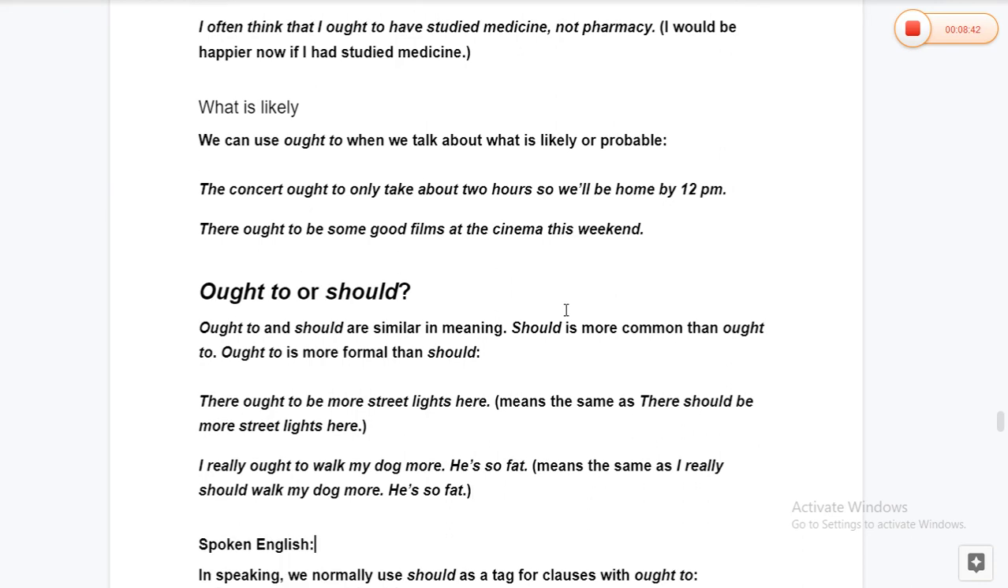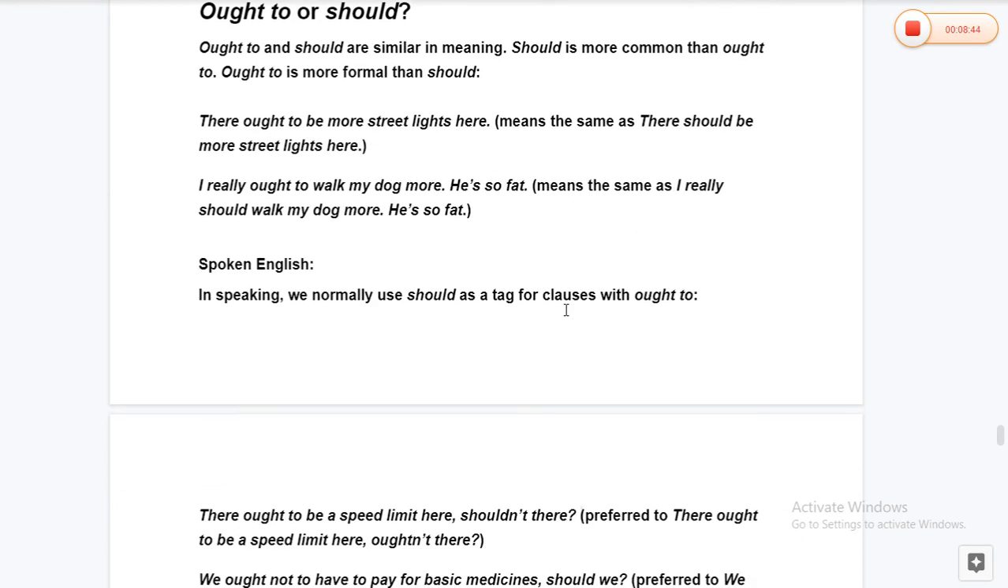Fine. And the difference between ought to and should: they are similar in meaning. Should is more common than ought to. Ought to is more formal than should. There ought to be more street lights here means the same as there should be more street lights here. I really ought to walk my dog more. He is so fat. It means the same as I really should walk my dog more.